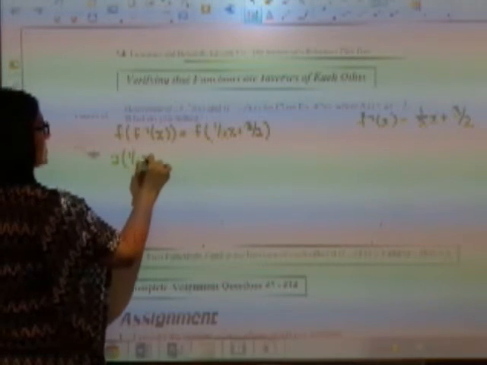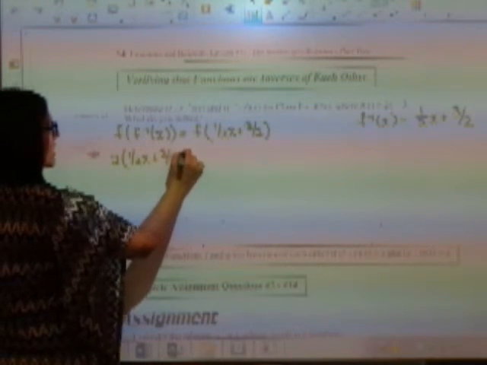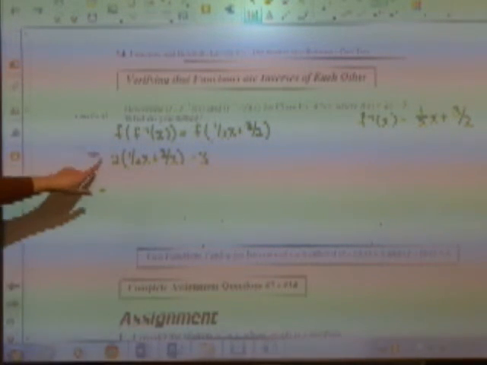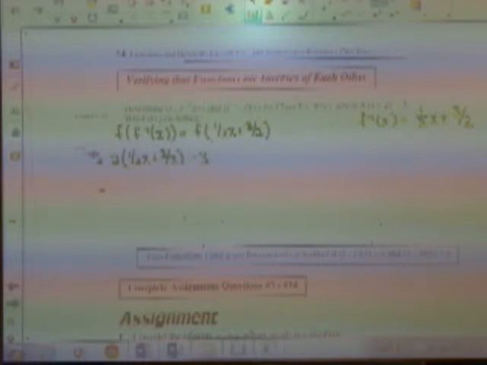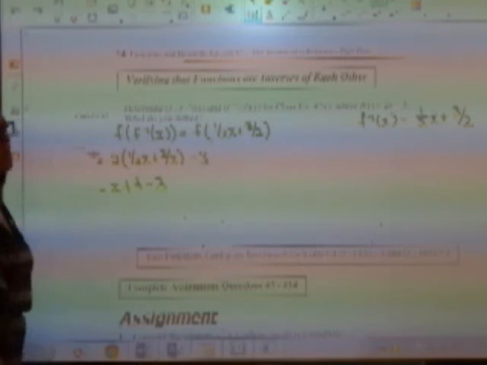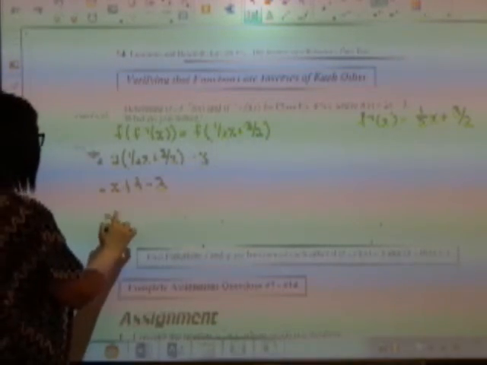So I get 2 times 1/2 x plus 3/2, minus 3. What is 2 times 1/2 x? 1x. And 2 times 3/2? 3. And x plus 3 minus 3? Just x.